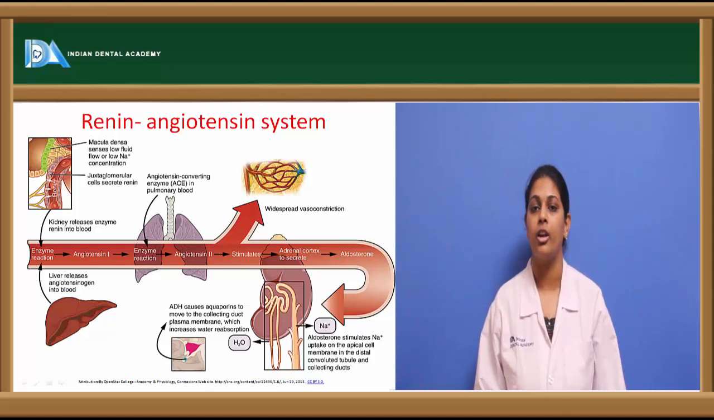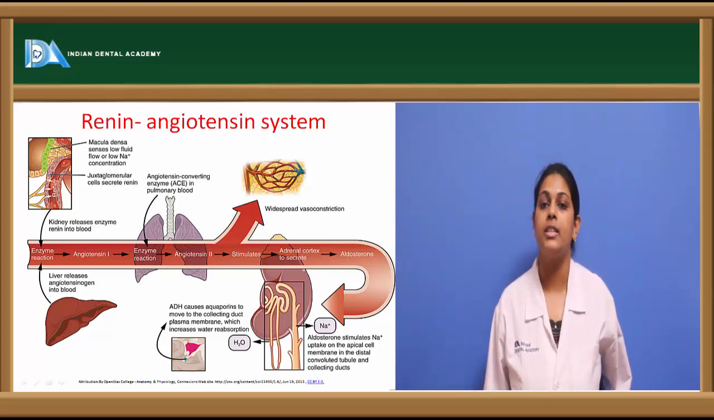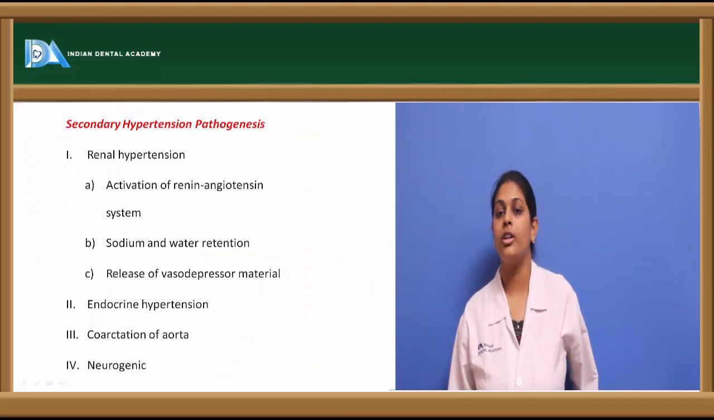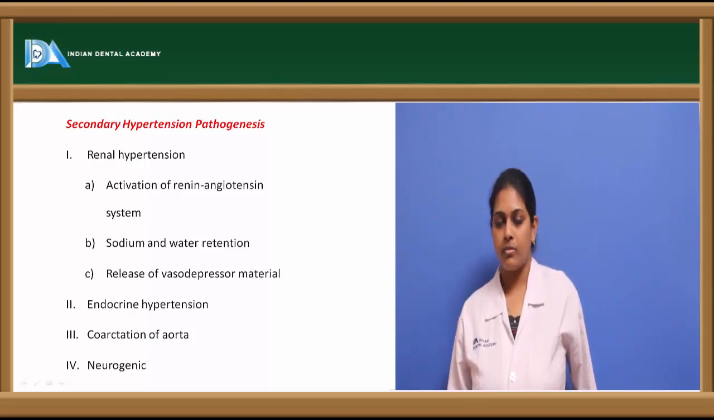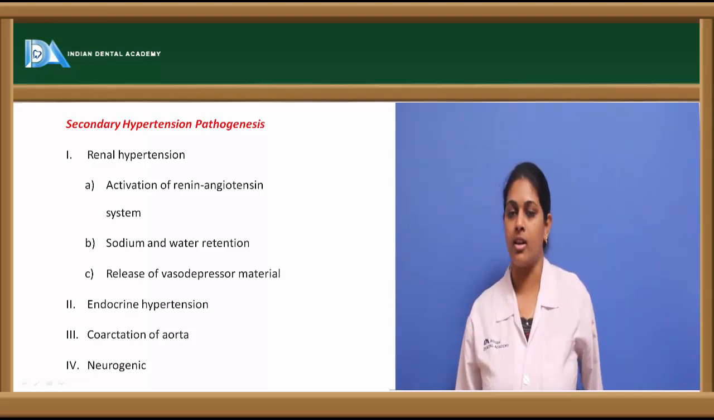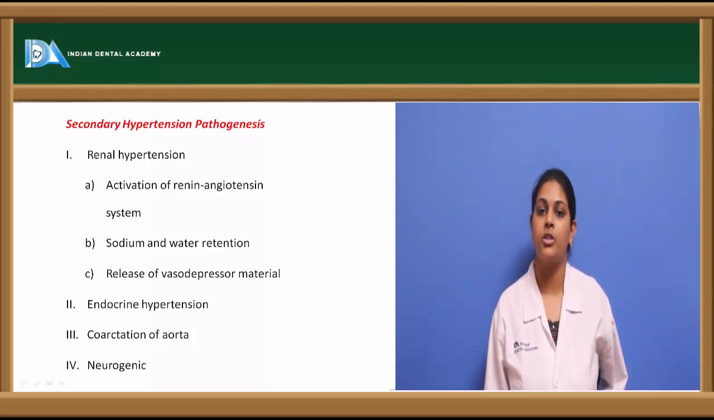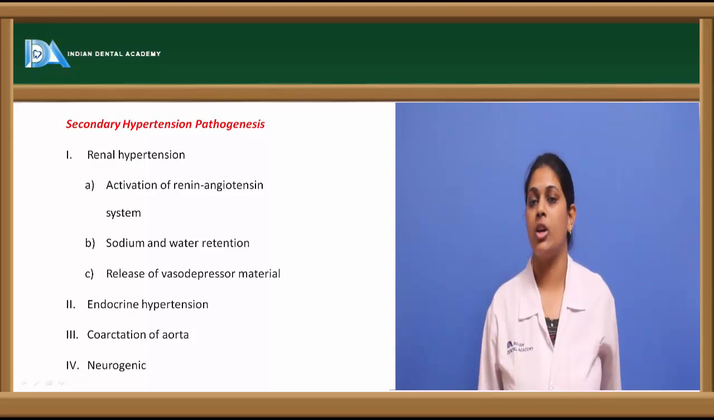That is what happens in the renin-angiotensin mechanism. This helps in maintaining blood pressure, but since it is altered in hypertension, this results in secondary hypertension. So what is sodium water retention? As already explained, activation of this renin-angiotensin mechanism helps in sodium retention and water reabsorption, and causes alteration in the blood pressure, and also the release of vasodepressor material because of the altered body fluids and electrolytes.